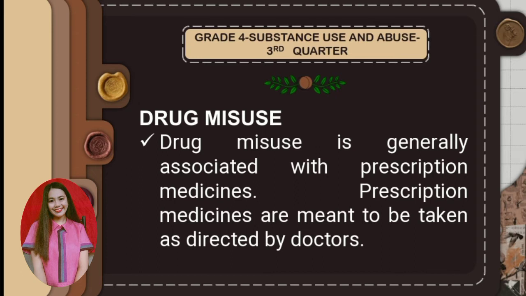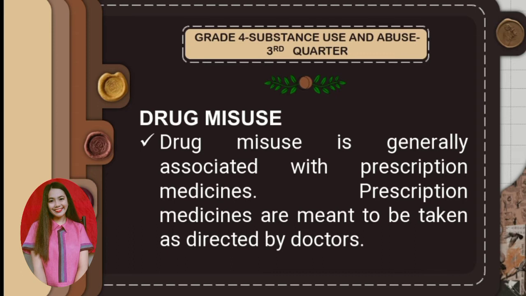Drug misuse is generally associated with prescription medicines. Prescription medicines are meant to be taken as directed by doctors. This is because these types of drugs can cause adverse side effects if directions are not followed. Drug misuse happens when these substances are taken for a purpose that is not consistent with legal or medical guidelines.